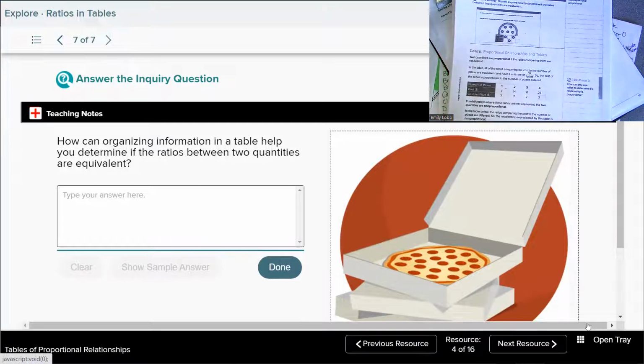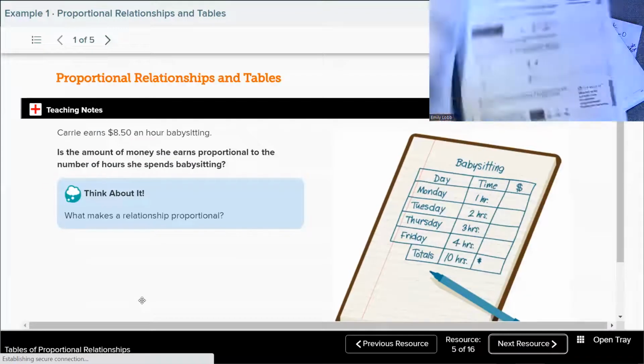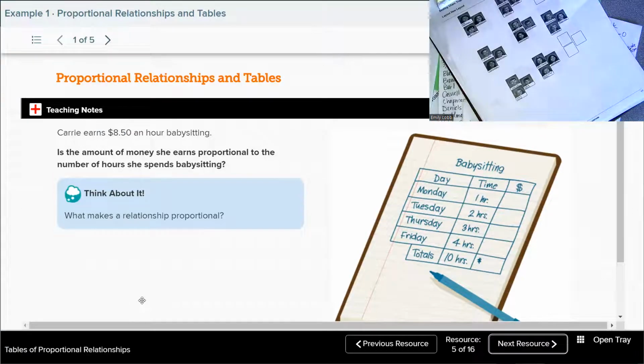All right. So here is our check, our example 1, rather. Example 1. All right, are you guys ready?